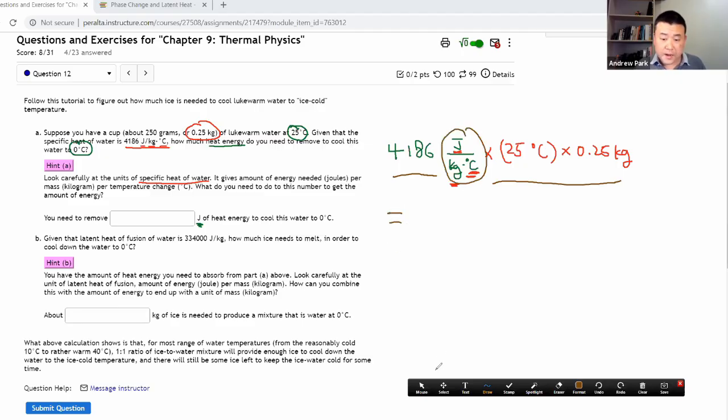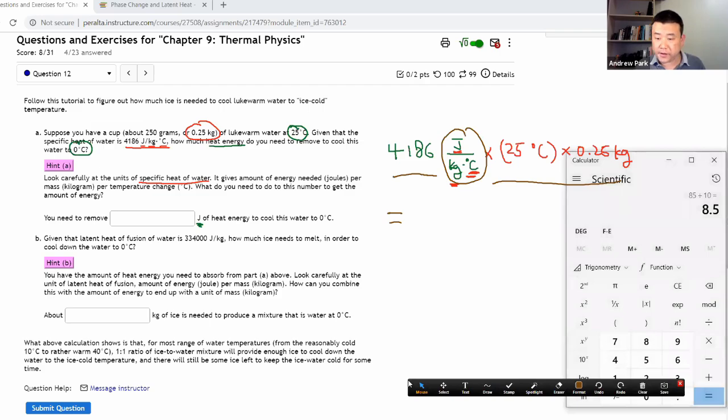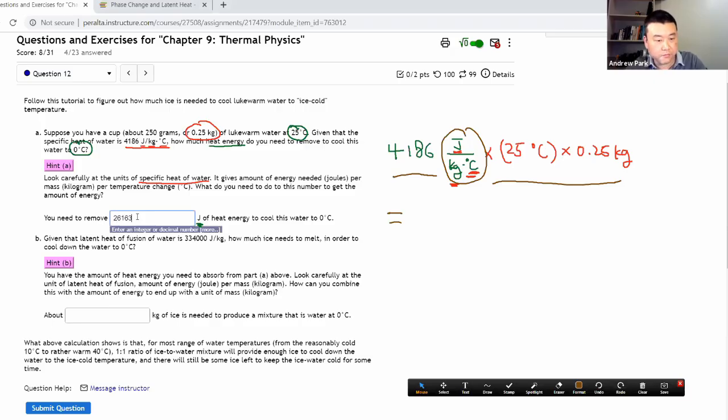So let me just plug everything into the calculator. I have 4186 times 25 times 0.25 is equal to, wow, that's a big number. And I think it's actually supposed to be that big. All right, I need to remove 26,163 joule of heat energy to cool this water to 0 degrees C.